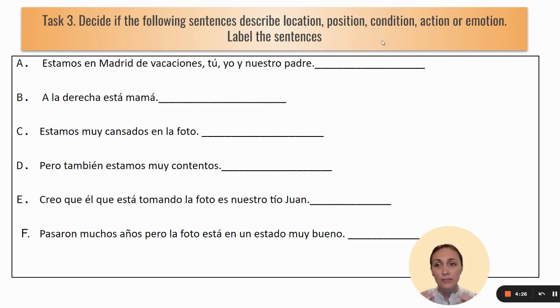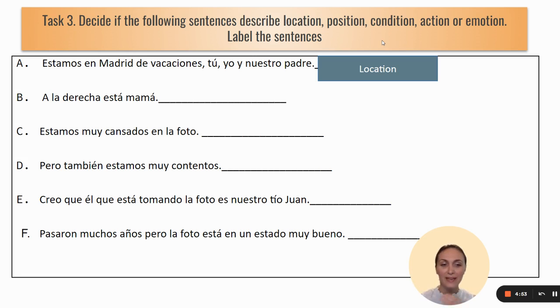Now, you can just simply write in your notebook letter A, and then you put the corresponding one, letter B, and so on. For the first one, I will give you the example. So, estamos en Madrid de vacaciones, tú, yo, y nuestro padre. In this case, the sentence represents location because you have it in Madrid, okay? Now, pause the video, read the sentences, think logically, and then I will show you the answers. Okay, now that you have done that, I'm going to go with the next ones.